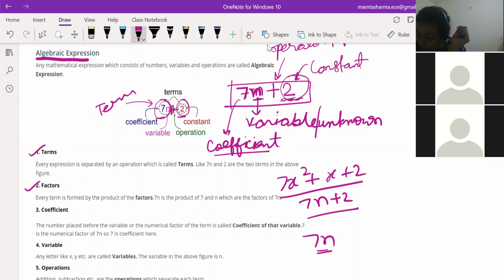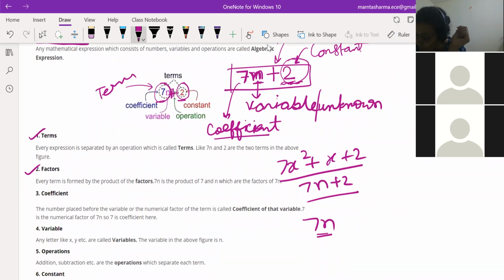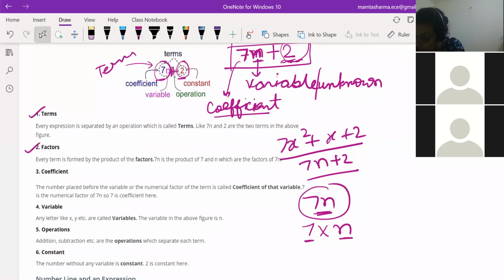Now see the factor. Every term is formed by a product of factors. So 7n is a term, and this could be written as 7 into n. So the factors of this term are 7 and n. Each term could be formed by a product of factors. Clear? Clear difference between term and factor? Clear, ma'am. Two or more factors will form a term.